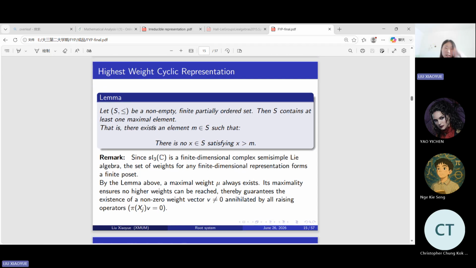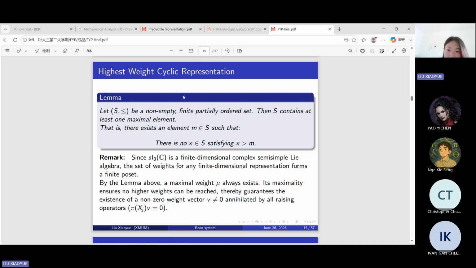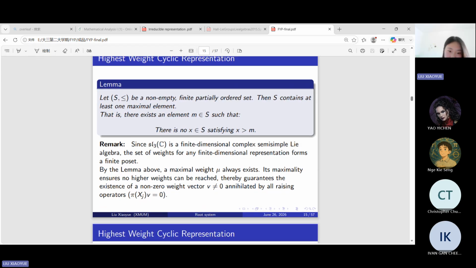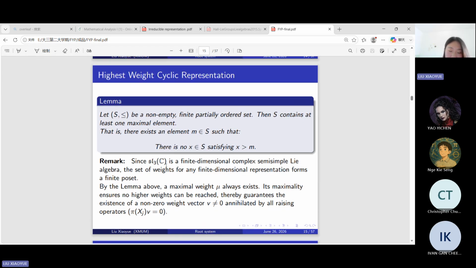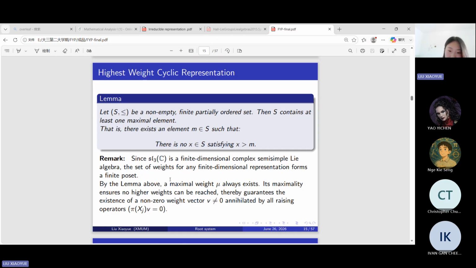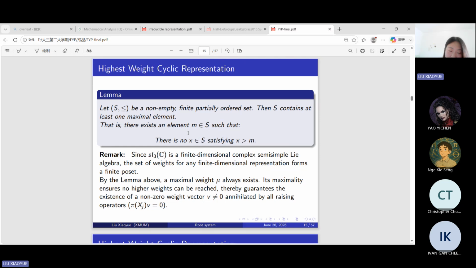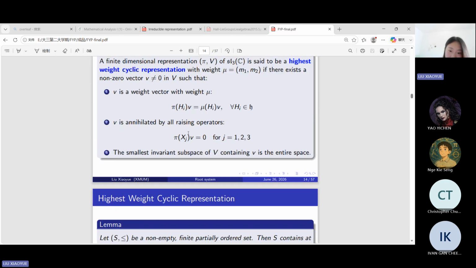The next lemma says if S is a non-empty finite partially ordered set, then S contains at least one maximal element. From this lemma, we know that SL3 is a finite dimensional complex semi-simple Lie algebra, so the set of weights for any finite dimensional representation forms a finite poset. From this lemma, we know that a maximal weight mu always exists, and it ensures the existence of v.